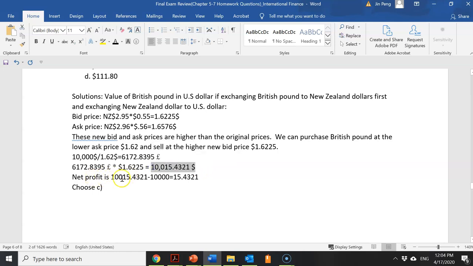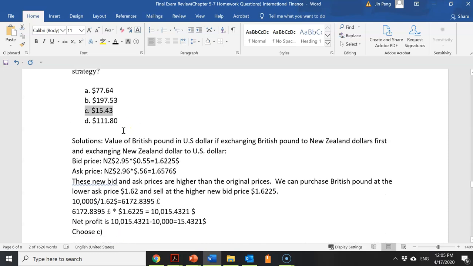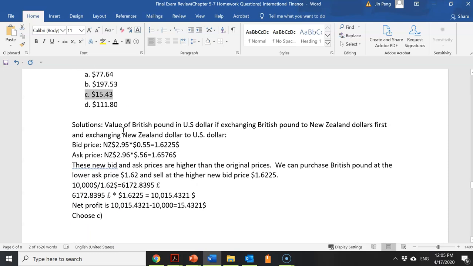So our net profit is this ending balance minus the beginning balance, $10,000. So our net profit is $15.4321. Okay, so we should choose option C. It's about $15.43. Okay, so this is our net profit.